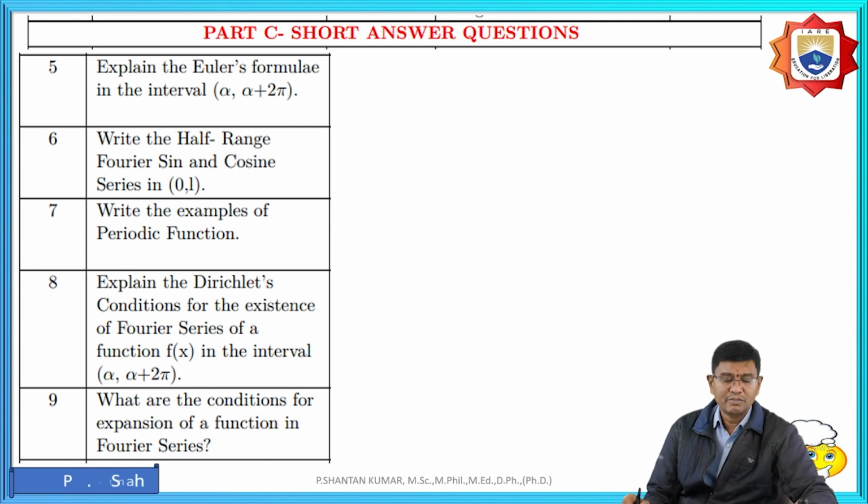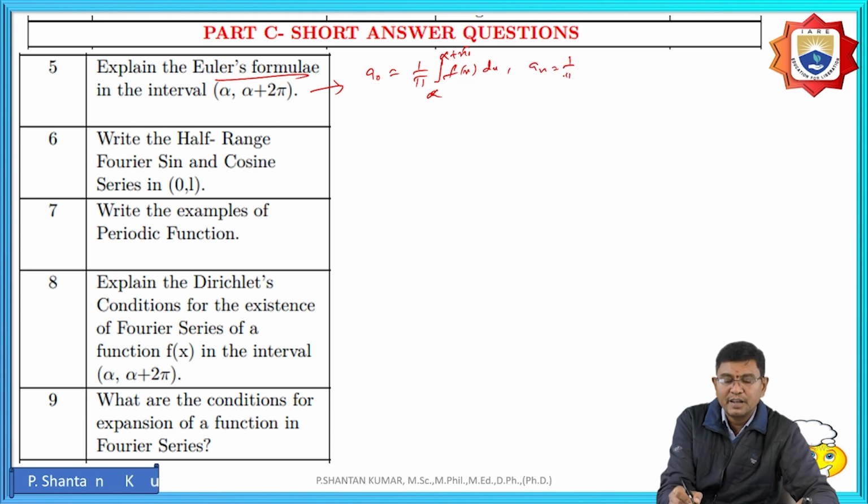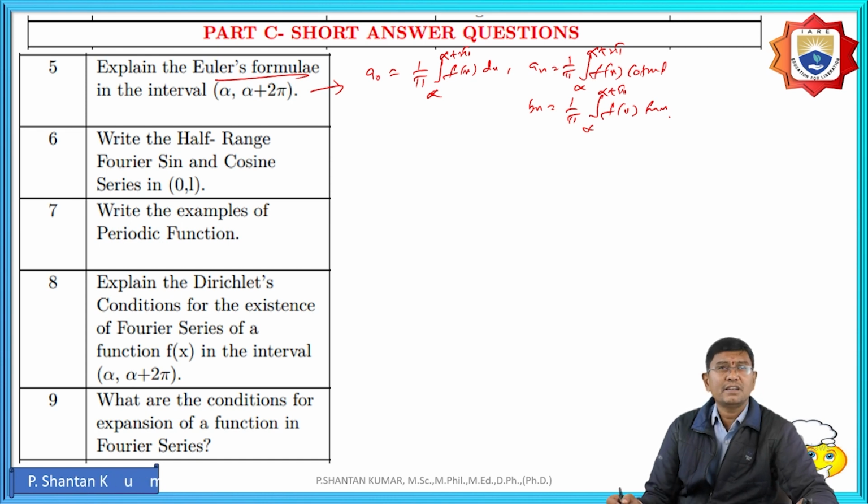Next, explain the Euler formulas for the Fourier series over 0 to 2 pi. That means a naught is nothing but 1 by pi integration from alpha to alpha plus 2 pi of f of x dx. And again a_n is 1 by pi integration from alpha to alpha plus 2 pi of f of x into cos nx dx. And similarly b_n is 1 by pi integration from alpha to alpha plus 2 pi of f of x into sin nx dx.